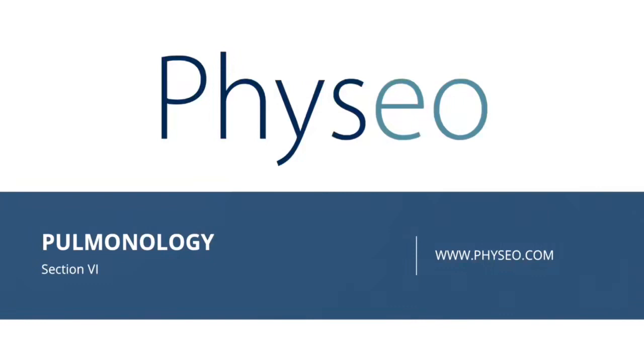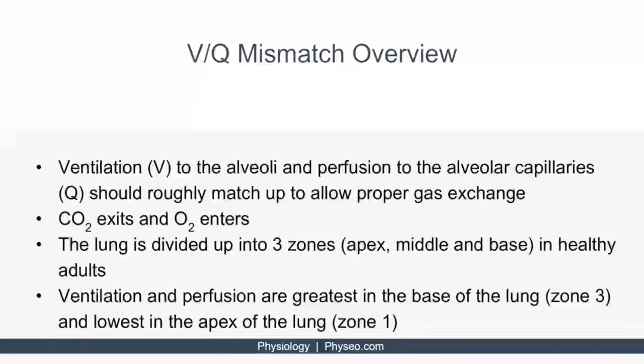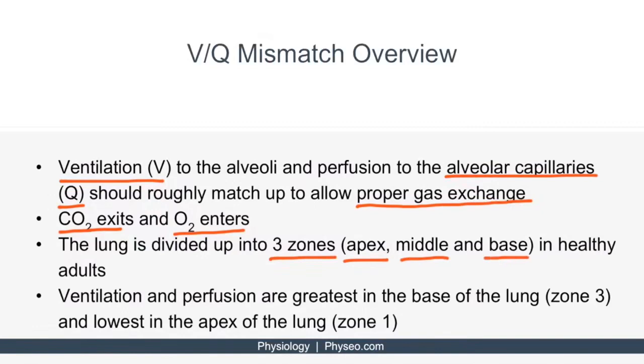So let's get started. Let's talk about VQ mismatch overview. Ventilation (V) to the alveoli and perfusion (Q) to the alveolar capillaries should roughly match up to allow proper gas exchange. In normal gas exchange, carbon dioxide exits and oxygen enters. When talking about VQ mismatch, it's important to recognize that the lung is divided into three zones. You have the apex at the top, the middle section, and the base. So zone 1, 2, and 3.